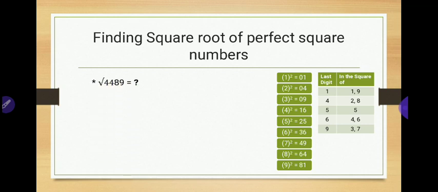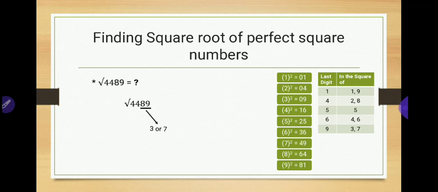So try to find out the square root of 4489. In the square root of 4489, I have made one group of 89 and another group of 44. For 89, I have to check the last digit, that is 9. It is in whose square? It is in the square of 3 or 7. Therefore my unit place will be 3 or 7.